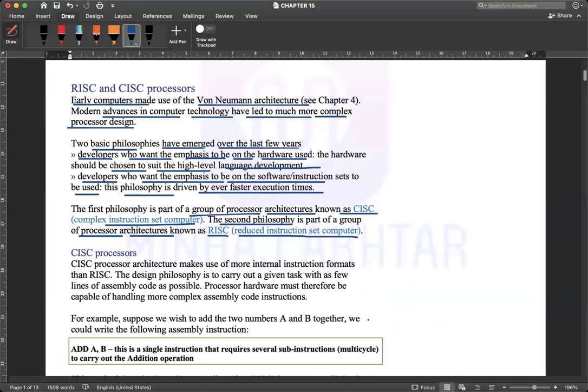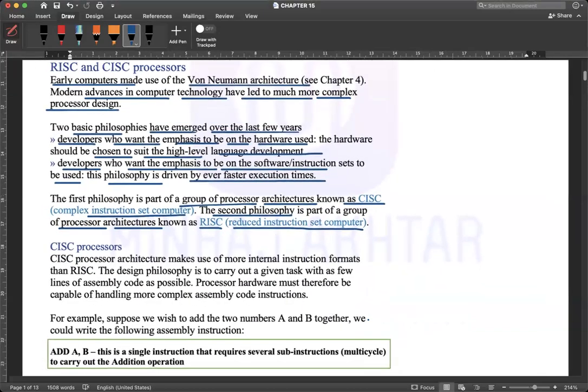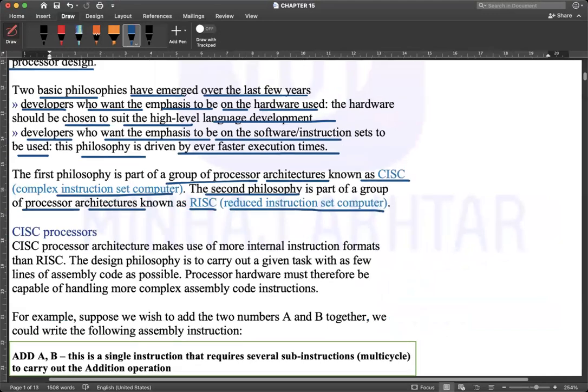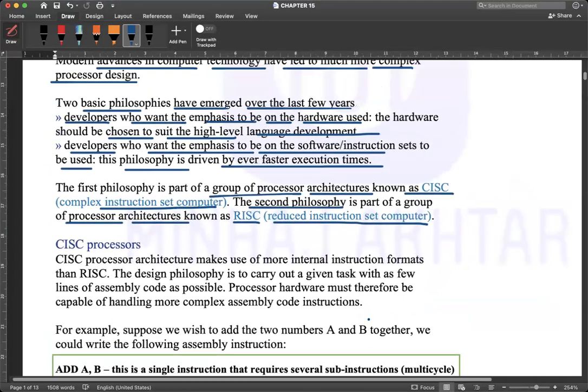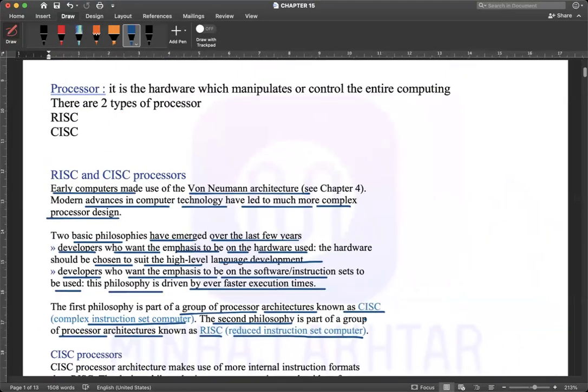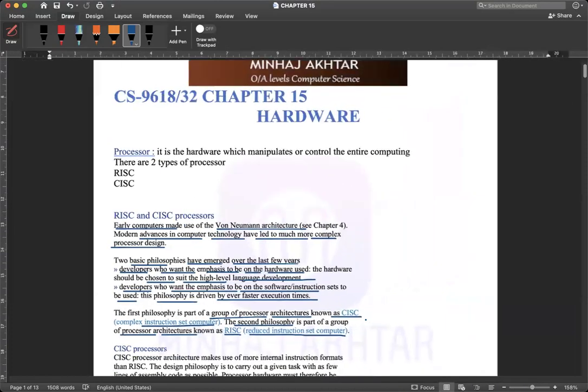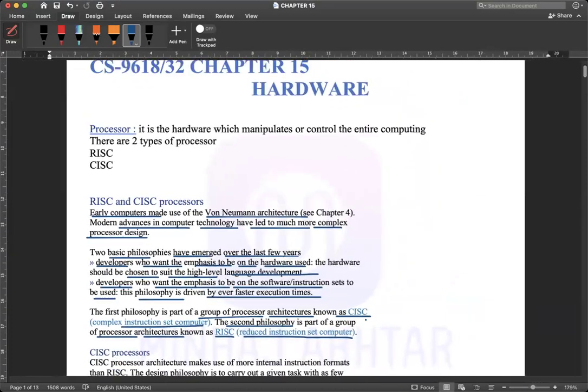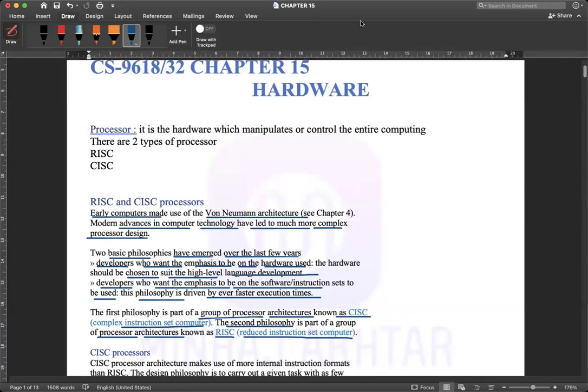So let's start with the CISC. CISC means complex processors, right? Okay, first, whatever I have explained, you need to take out your notebook and write down some notes on it. Then I'm going to start with the CISC processor, okay? All right, okay.